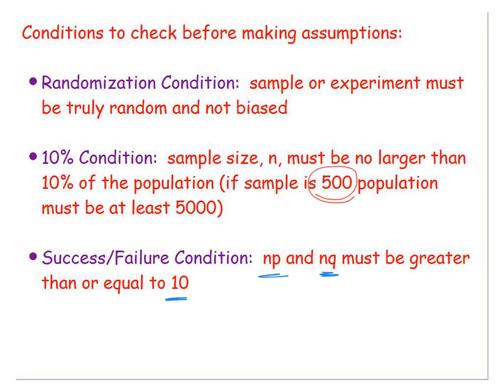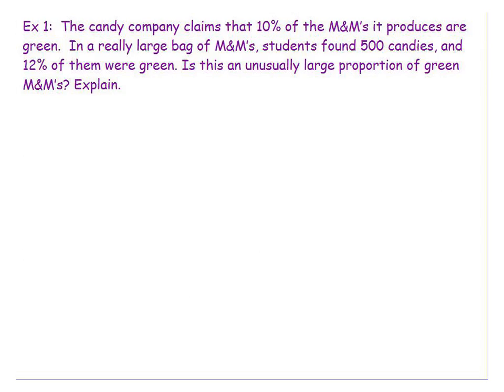So I'm going to work through some problems with you so you can see how we easily use a lot of the same skills that we've learned in our other chapters. So the candy company claims that 10% of the M&Ms it produces are green. In a really large bag of M&Ms, students found 500 candies and 12% of them were green. Is this an unusually large proportion of green M&Ms?